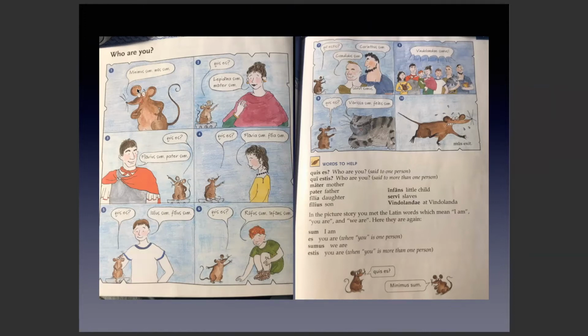So just keep that in your mind. Flavius sum, pater sum. Quis es? Flavia sum, filia sum. I am Flavia. I am the daughter. Who are you? Iulius sum. Remember, this is the old way of saying the name Julius. There was no J in Latin. It made more of a Y sound, as you might remember from when we went through the pronunciation. So Iulius sum: I am Julius. I am the son. Who are you? Quis es?